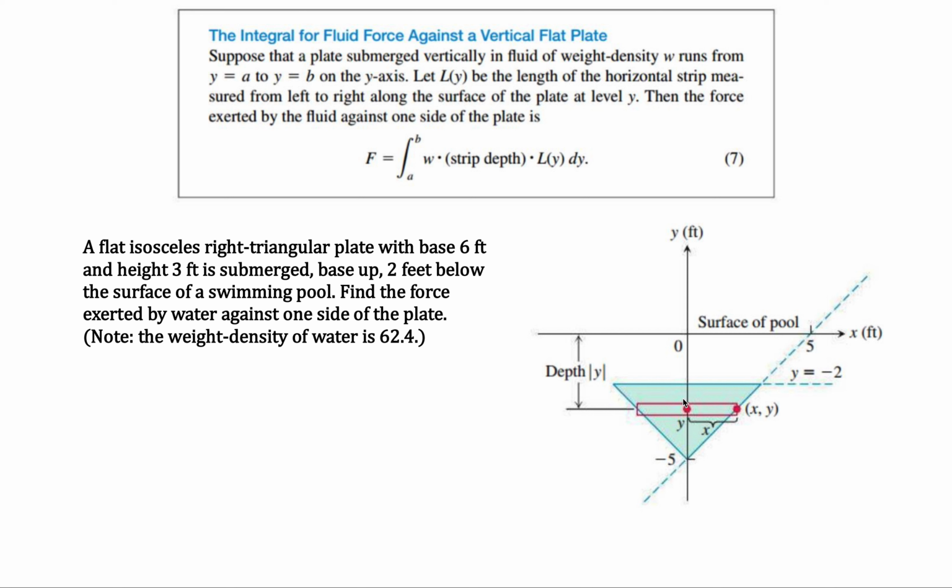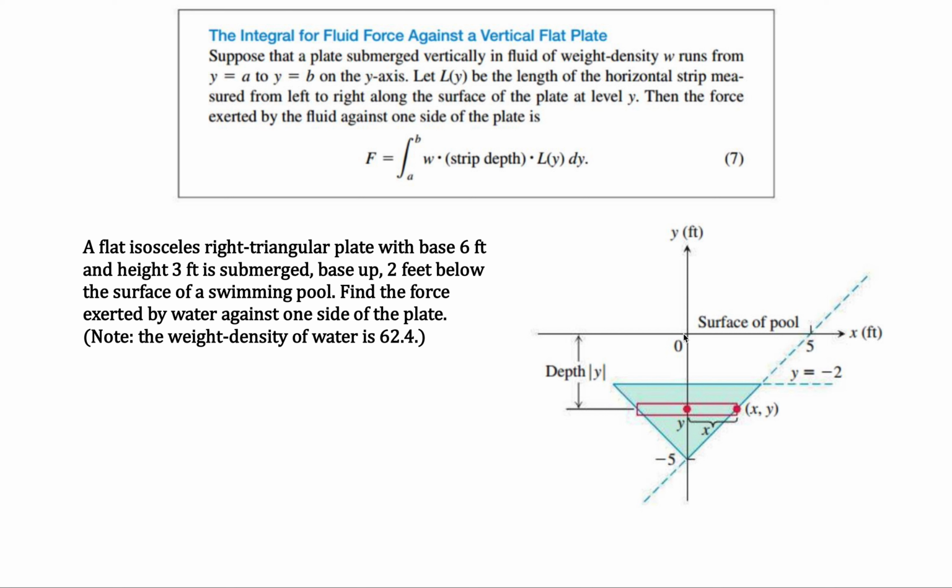Find the force exerted by water against one side of the plate, and then it says note the weight density of water is 62.4, and that would be 62.4 pounds per cubic feet. So this is our value for W. Now we need the strip depth and then our value for L of y.